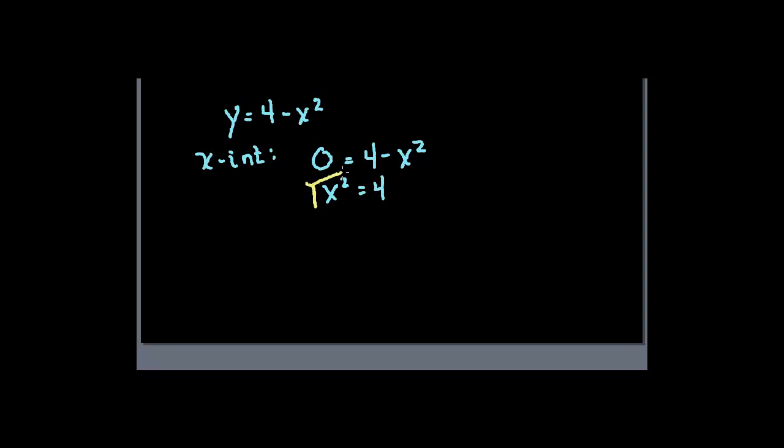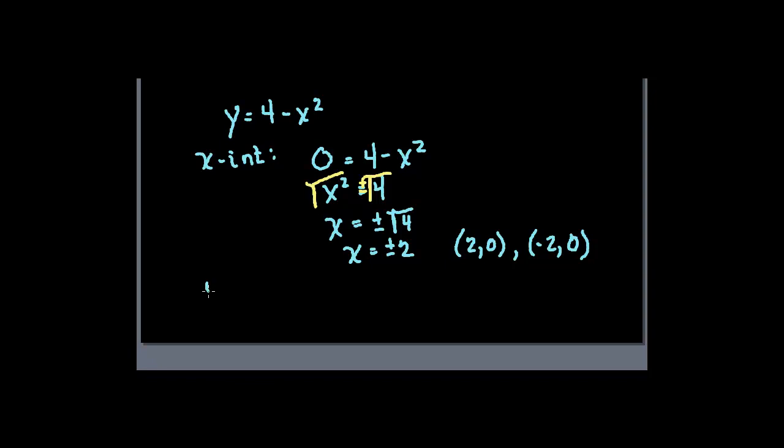And when I take the square root of both sides, I do need to remember my plus minus case. And so x is going to be equal to plus minus square root of 4, and then we could say that x equals plus minus 2. And these two x-intercepts occur when x is 2 and y is 0, and also when x is negative 2 and y is 0. And we saw that pictorially on our graph as it crossed the x-axis.